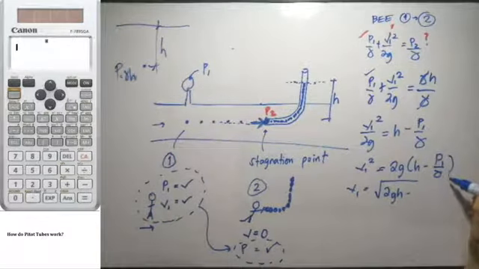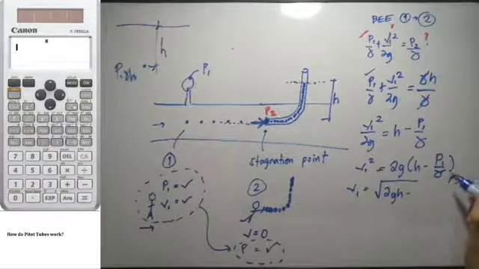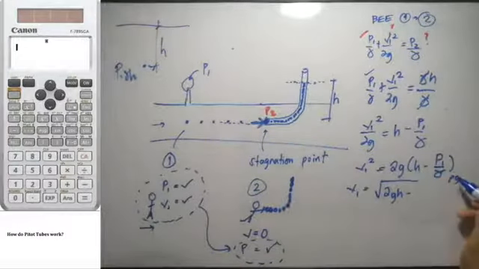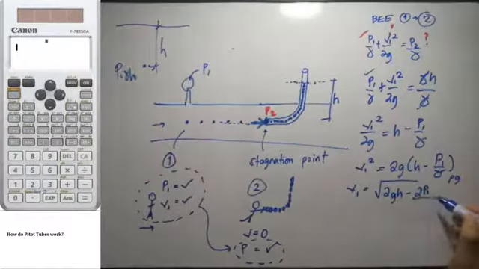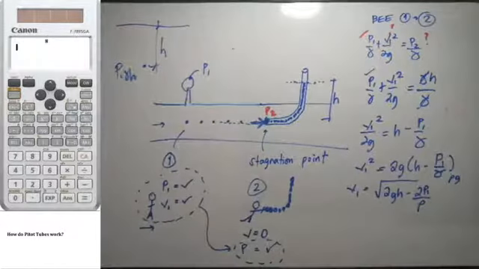Di ba ito? Gamma is rho times g. Density times gravity. Tama ba? So, makaka-cancel ito. Cancel. So, 2P sub 1 over rho. Okay? So, yan. So, that is our formula.